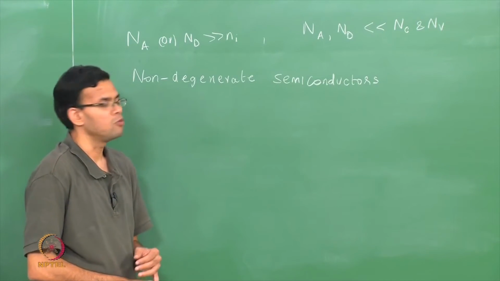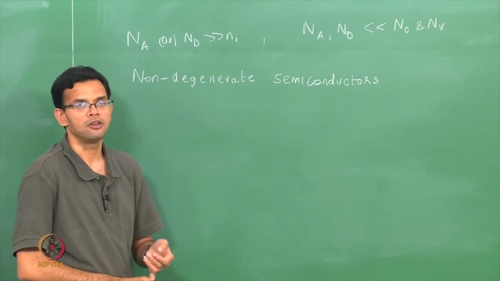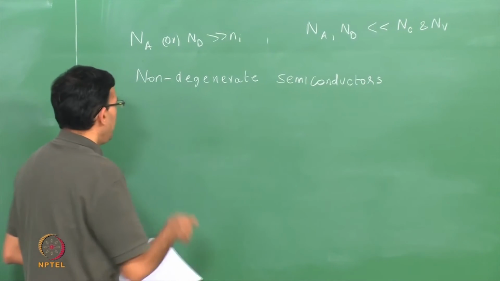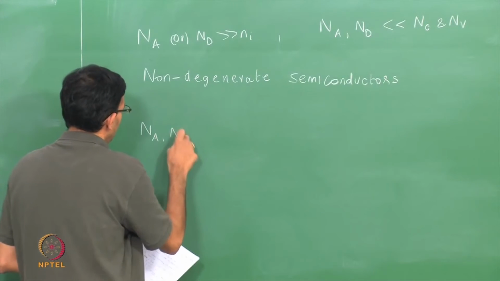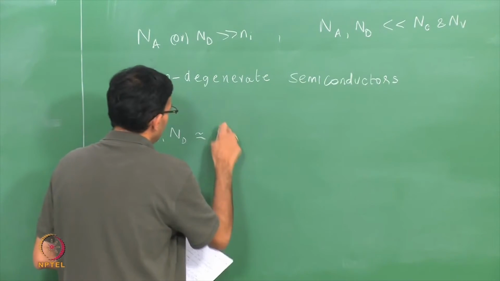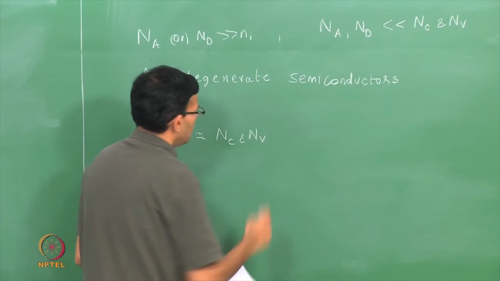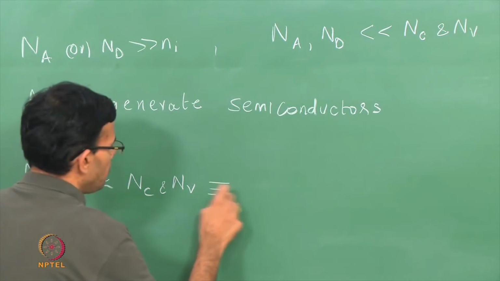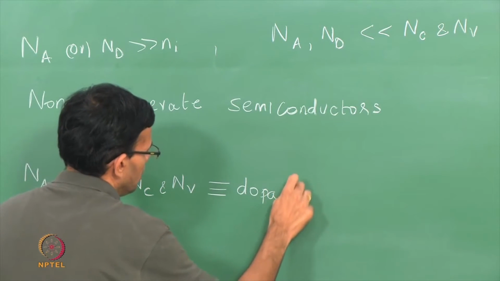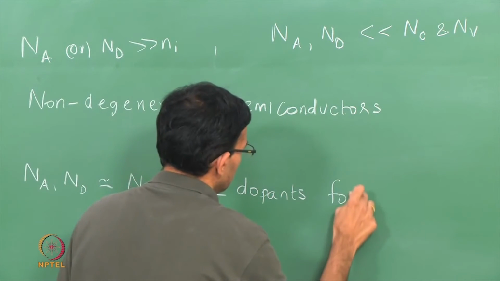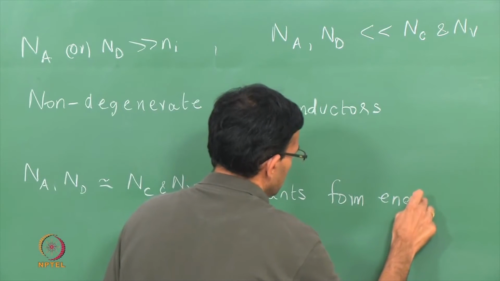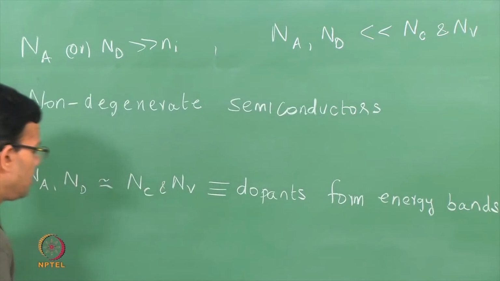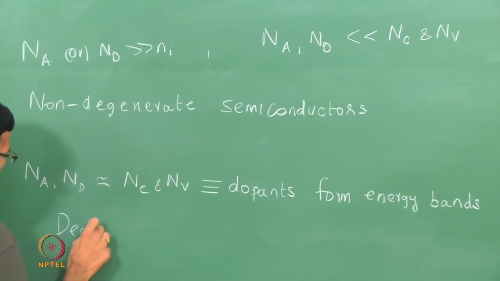This is true for almost all carrier concentrations that we normally encounter. But if you have really high doping values, so that Na and Nd are comparable to Nc and Nv, we can no longer think of them as localized states, but we say that the dopants form energy bands. So, these semiconductors are called degenerate semiconductors.